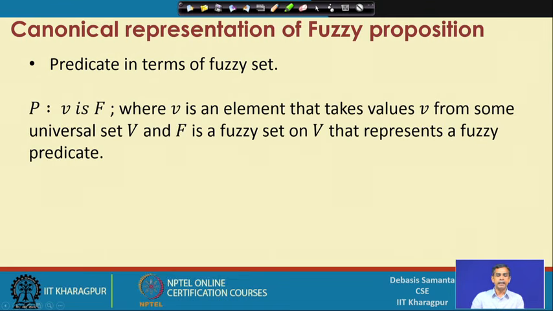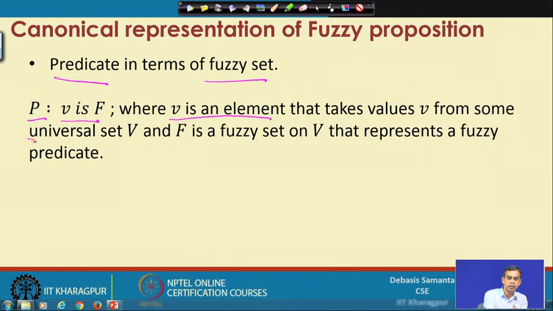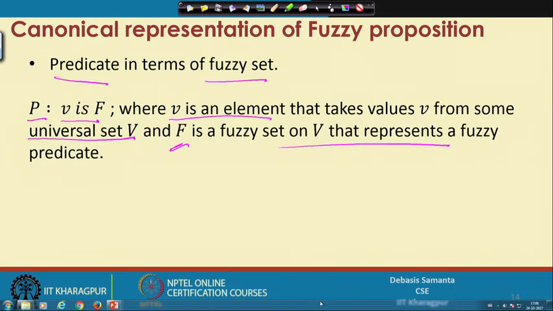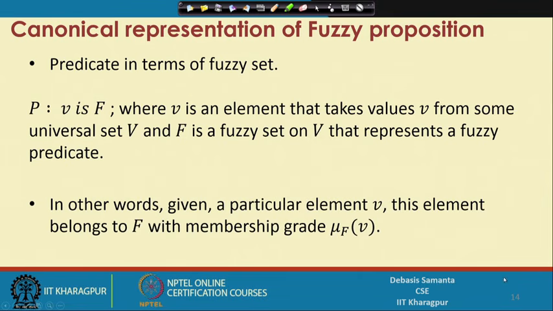Now, this is the other way of looking at a proposition in fuzzy logic. This P is called the predicate in terms of a fuzzy set. So, P is the predicate and this is the proposition expressed in canonical form, where V is an element that takes its value from some universe of discourse, and F is a fuzzy set defined over this universe of discourse. This way we can have fuzzy propositions or predicates. In other words, given a particular element V, this element belongs to F with membership grade mu F of V.